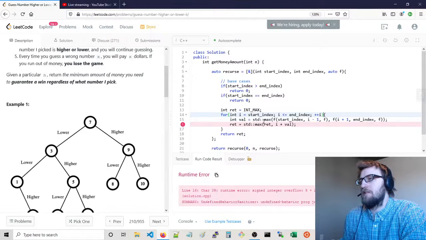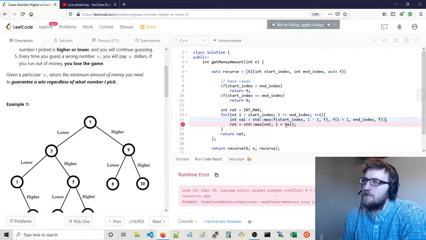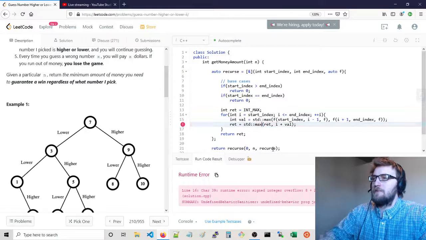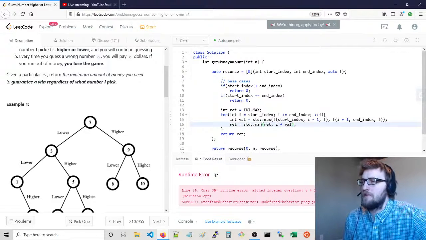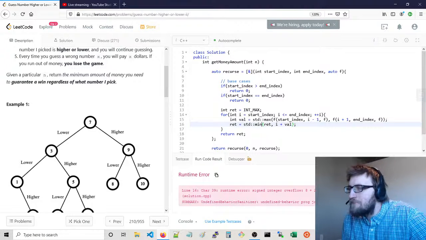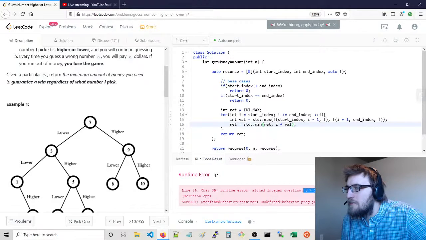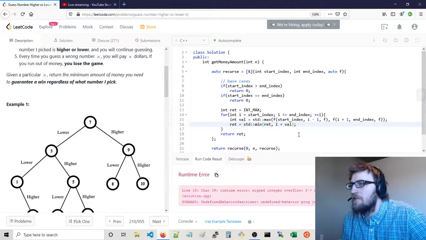So, okay. This should be fine. What's wrong here? Wait, what? Oh, yeah. Actually, that's not maximum, it's minimum, by the way. Overflow. Oh, no kidding. Oh, yeah, that's why it overflowed.